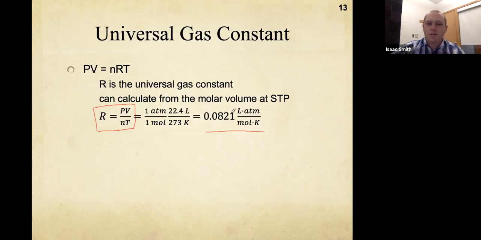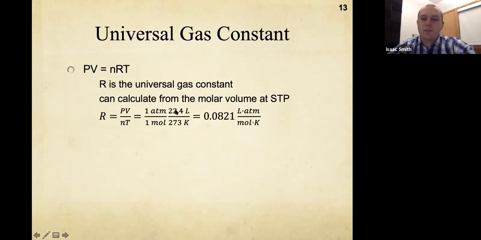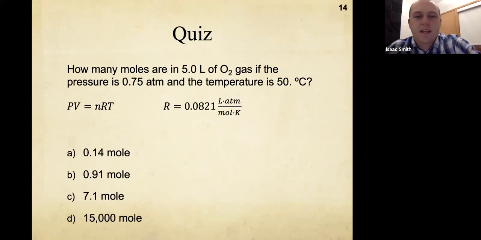Don't worry about solving for R. I'm not going to ask you how to solve for it or anything. So anyway, that's a random factoid. Don't worry about it too much. But if you're curious, that's how you can solve for R. And then R, because it's a constant, is going to be true at any pressure and temperature. So now that we have R, we can use it in other situations. Go ahead and try this practice problem real quick.